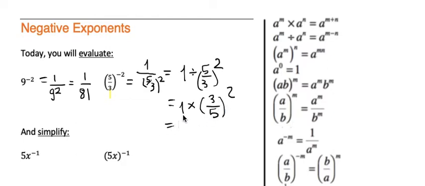And so now what we have is 1 times 3/5 squared. The 1 times won't do anything, it disappears. And then don't forget to square both. Remember the rule from yesterday? If it's in the bracket, then the squared will apply to the numerator and the denominator. And so our final answer is going to be this.